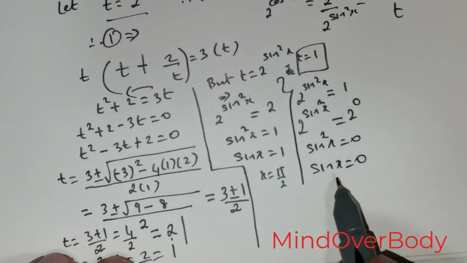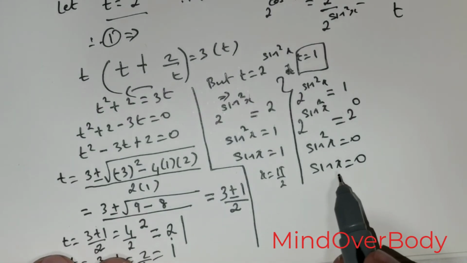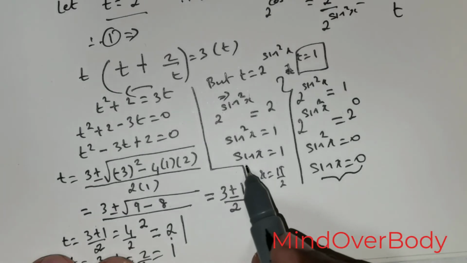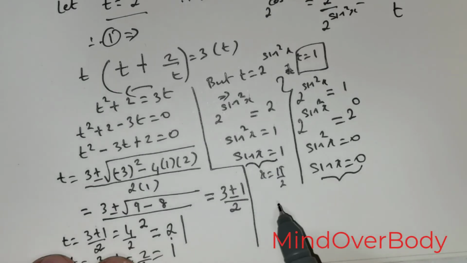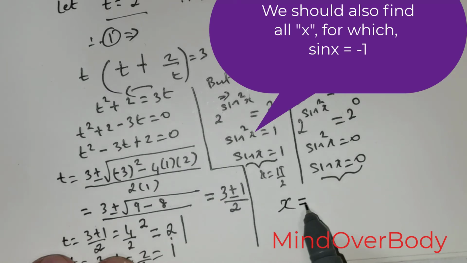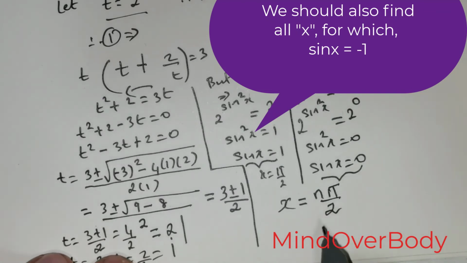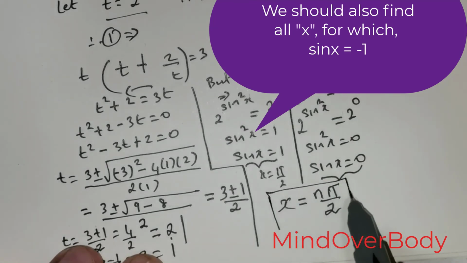So I need to produce all values of x for which sine x is equal to 0, and all values of x for which sine x is equal to 1. So the value of x would be, if I take some quantity n, n times pi over 2. So that would be the solution for this. This is the valid solution.